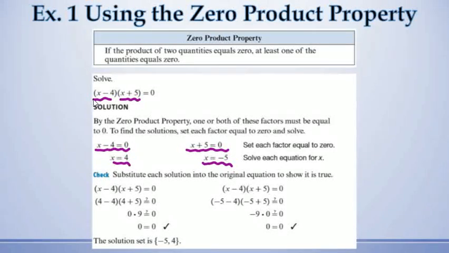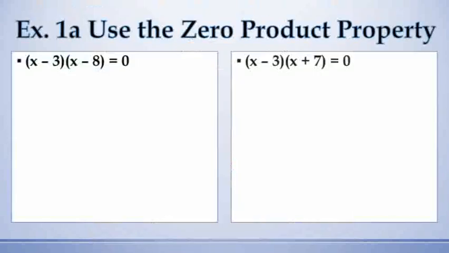And down below, they use that to check their answer to make sure that one of the binomials equals 0. When you multiply anything by 0, your answer is 0. So here you can see that they did that. Both sides do equal 0. Therefore, the solution set to that equation is negative 5 and 4. So let's look at an example.